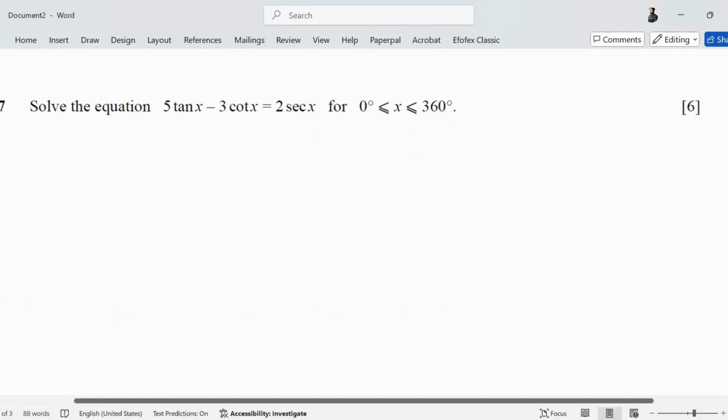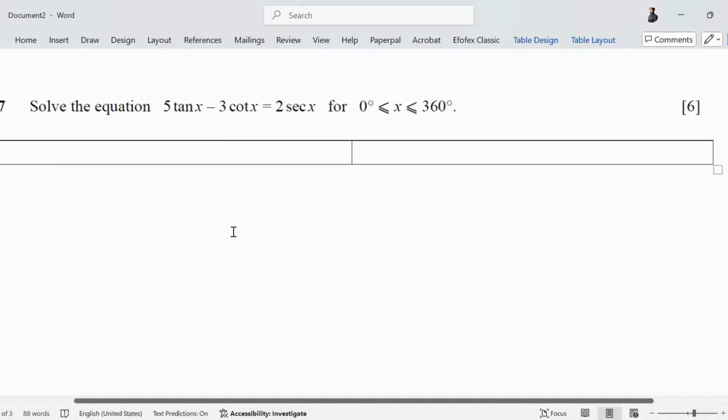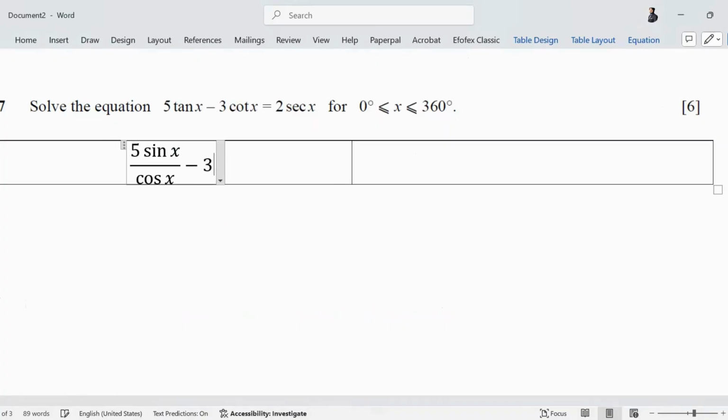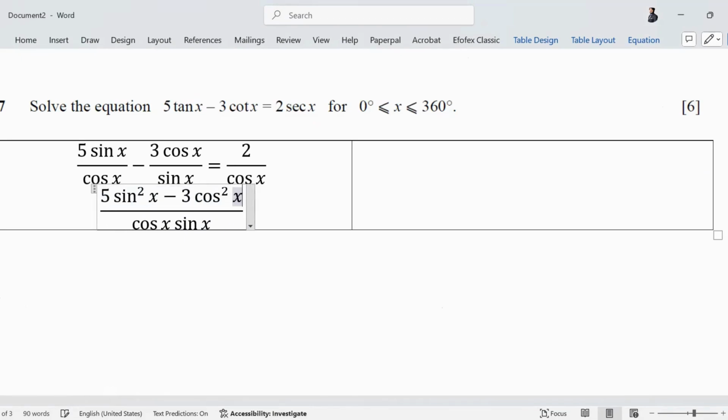Question. Once and for all, try to understand how you solve trigonometric equations and the mistakes that you have been making in paper 1 as well. What will we do first with this? What do you want to do with this? Let's put everything in sin and cos: 5 sin x upon cos x minus 3 cos x upon sin x is equal to 2. Then 5 sin squared x minus 3 cos squared x upon cos x.